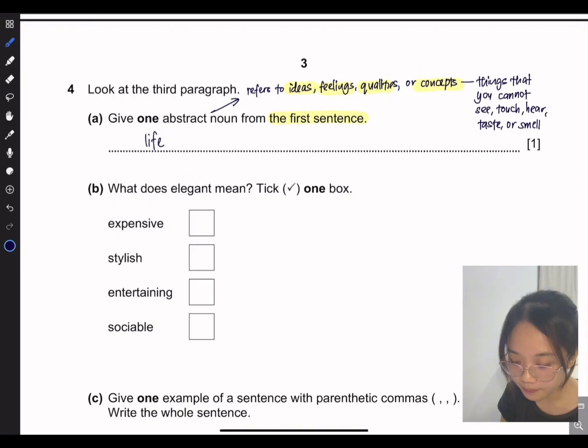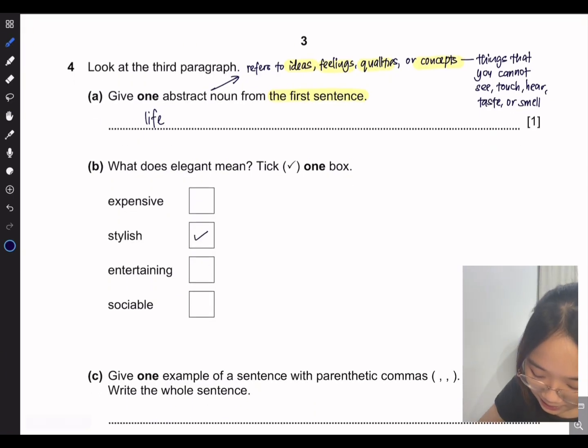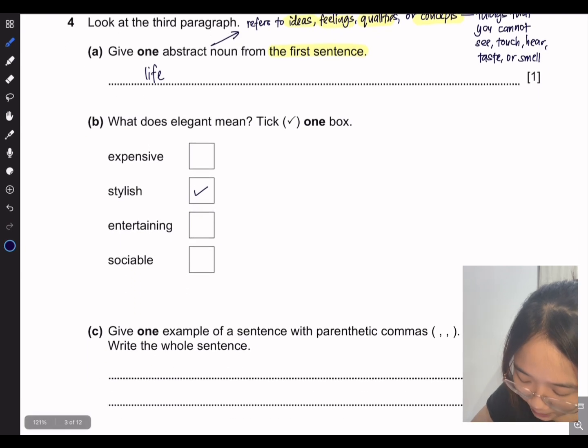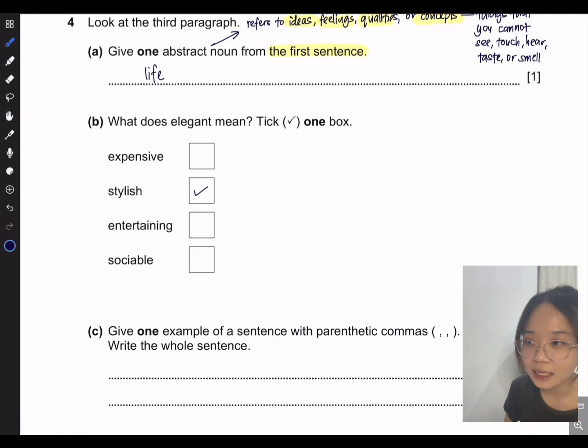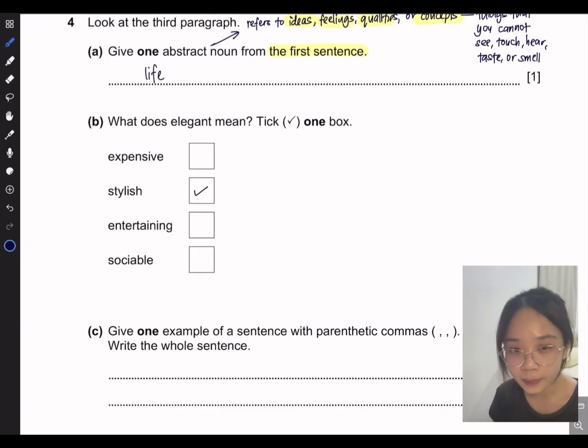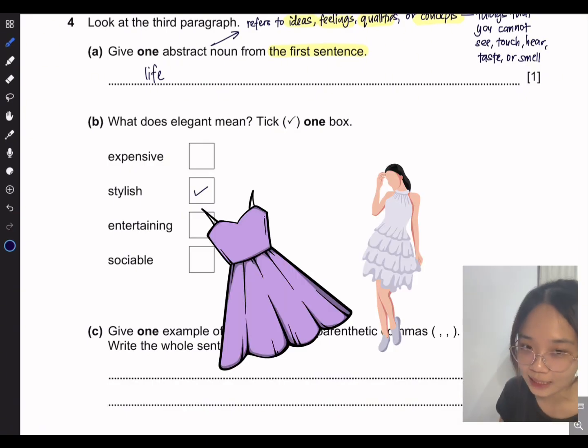What does elegant mean? Take one box. Okay, elegant actually means stylish. As you can see here, that's the answer. Okay, stylish, graceful, and classy, showing beauty in a simple and refined way. For example, I can compliment a person by saying, "Oh wow, you look very elegant in that pretty purple dress." Okay, so that's one example.